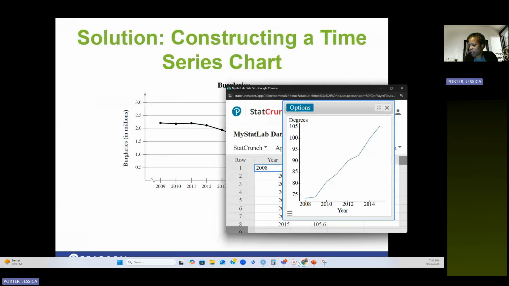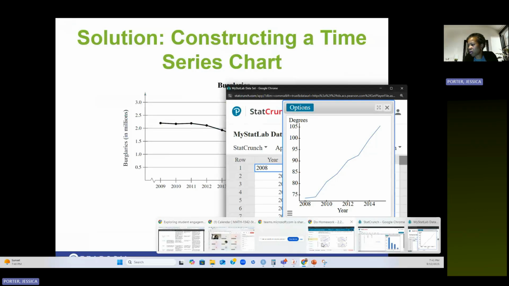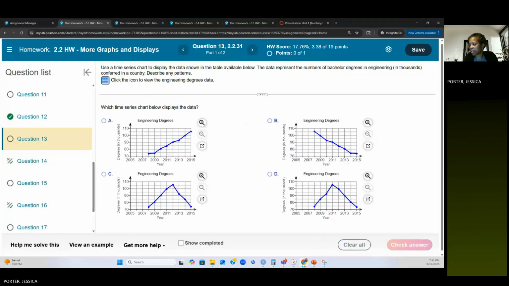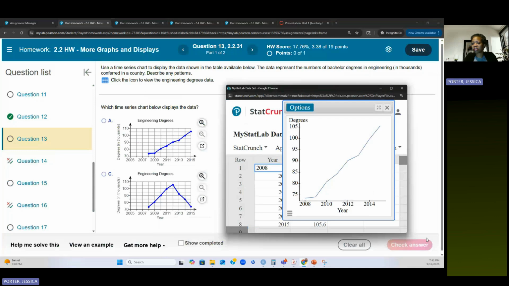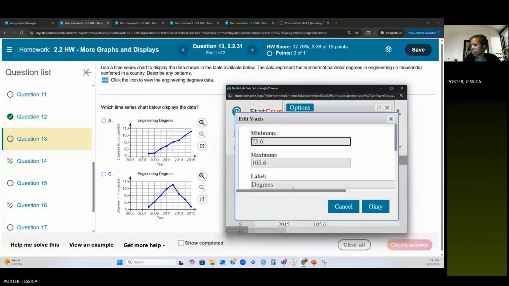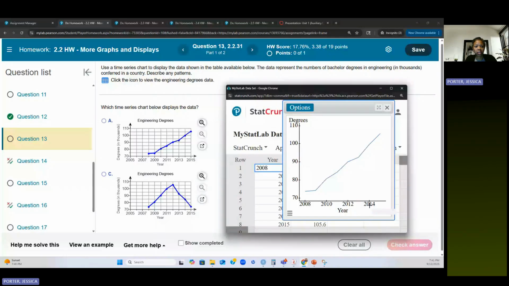Trying to get them both on the same screen at the same time, but I'm clicking on the wrong button. So here's this, and here's our StatCrunch. Yeah, we don't necessarily need to put the axis here, but I'll do it anyway because I told you about it. Yeah, it's A. It's A.